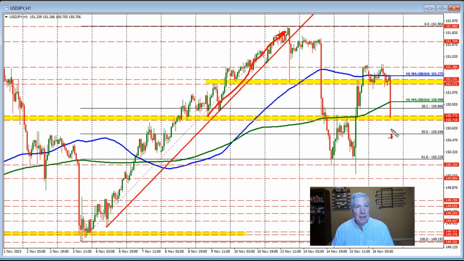We are back down testing that level, and in trading yesterday, the price did find some resistance against that. Not only was it the 200-hour moving average, but also the swing area. So get below 150.718, and the bias moves even more to the downside for the dollar versus yen. Risk, again, is the 200-hour moving average now for traders.